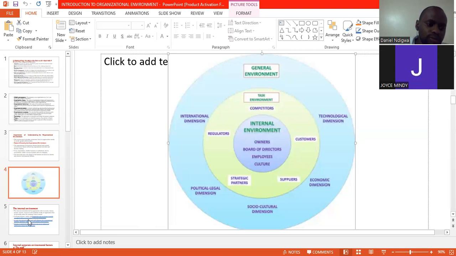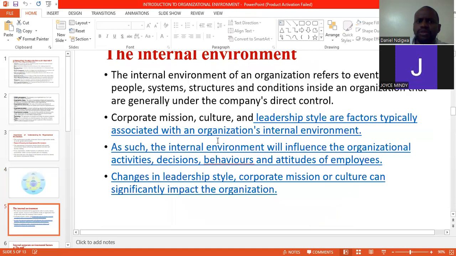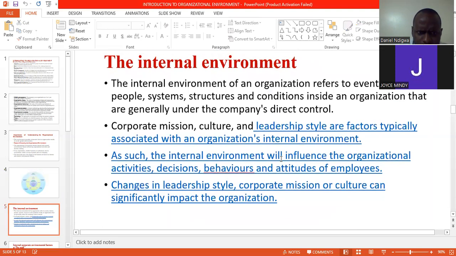Any question? No. No question. So let's jump into the internal environment. Let's dive into the internal environment. So what is your understanding of the internal environment?